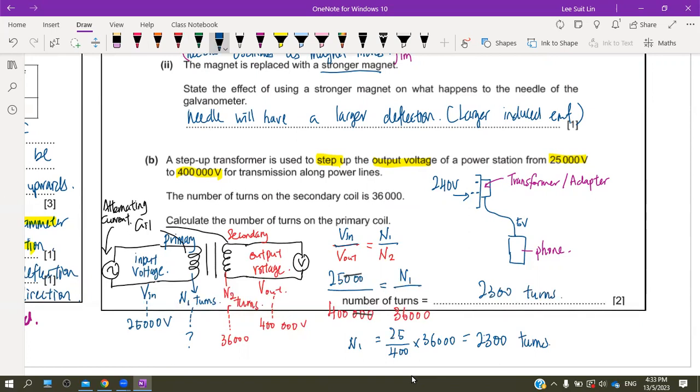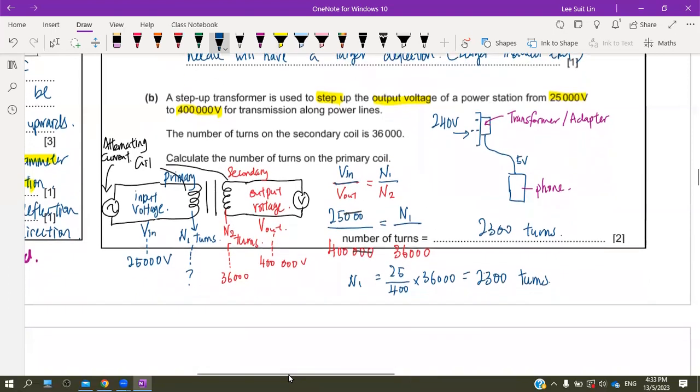So it's kind of like if 2500 volts is given by 2300 turns, then this much voltage, 400,000 volts, can be given by 360. So it's mainly about ratio.